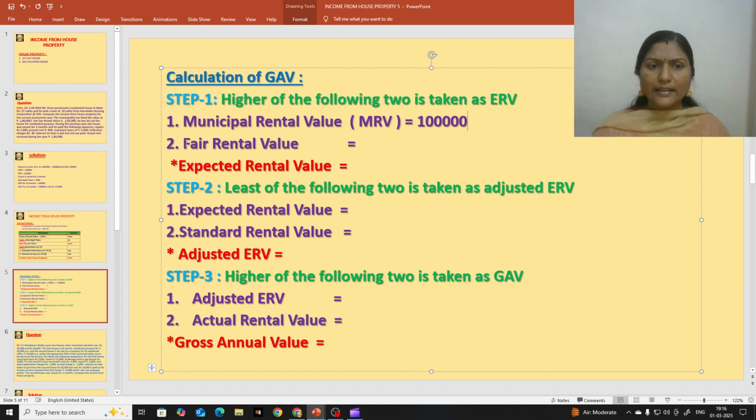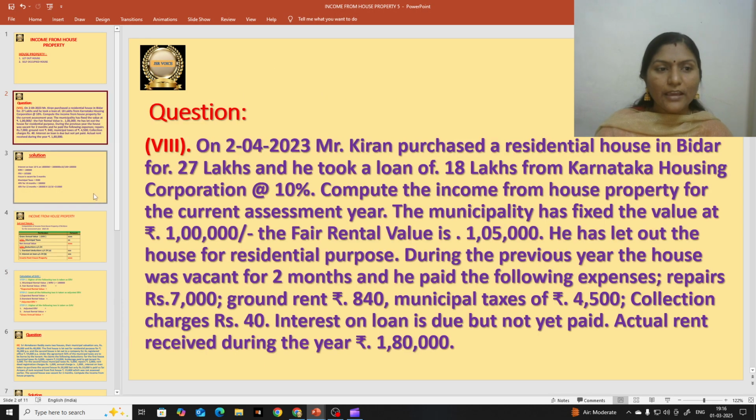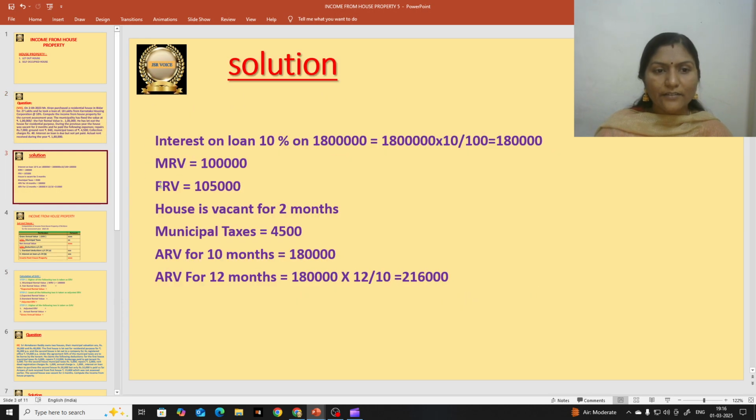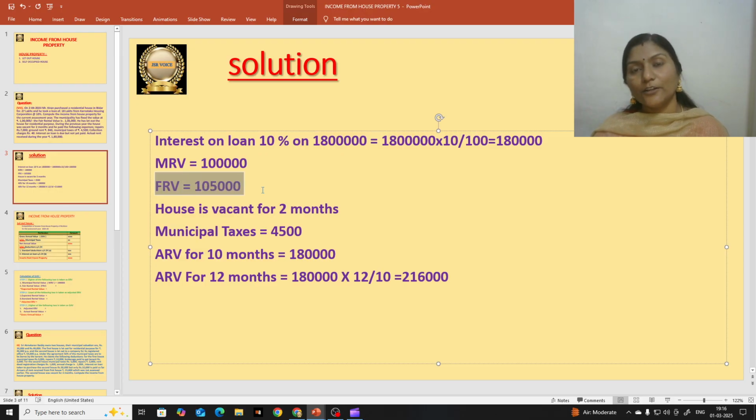And the second one is fair rental value. Fair rental value means the rent of a similar building, and the short form is FRV. Let me record FRV here. So how much is FRV, fair rental value, actually? Fair rental value we have already taken here, that is 1,05,000. So let us take 1,05,000 there in the place of FRV.